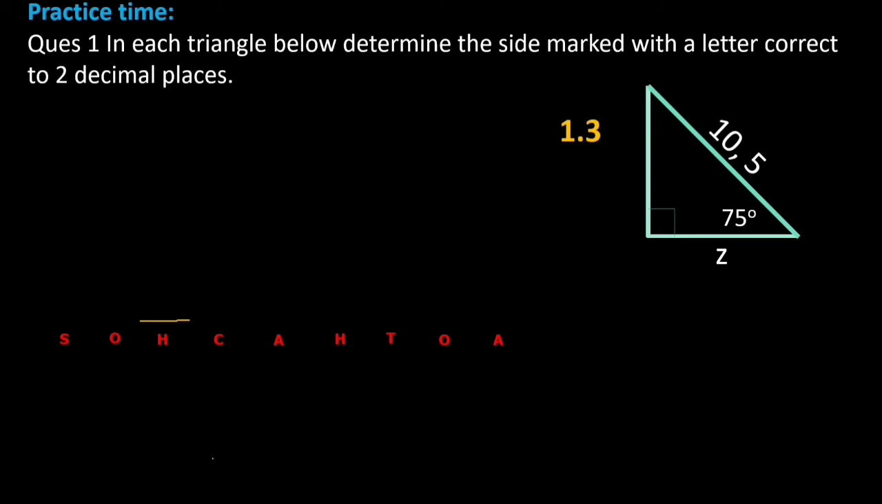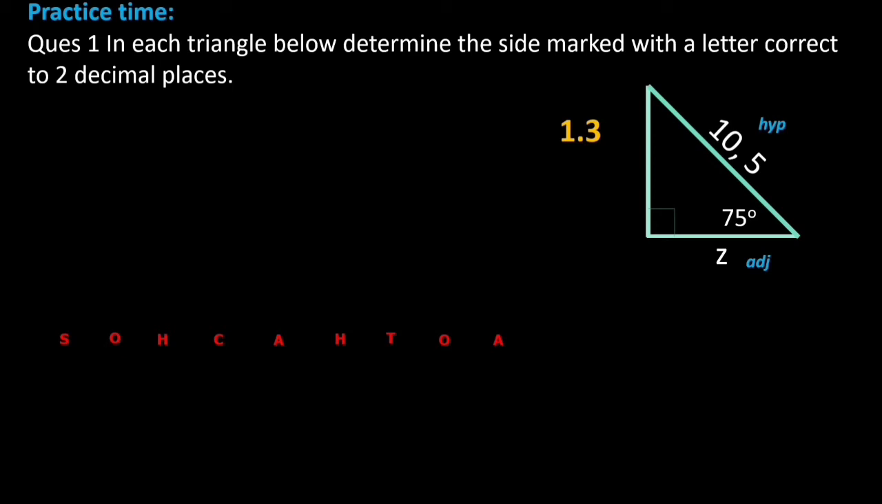Well, in question 1.3, again, we need to use the given information. Because we're working out a side, it means we've got an angle and a side. So let's figure out what are the sides given that we can use. If we look at the 10,5, we can see that it's opposite the right angle. That's the hypotenuse side. The side marked Z is the adjacent side. It is the side that has the angle of 75 and the right angle. So that is the adjacent side.